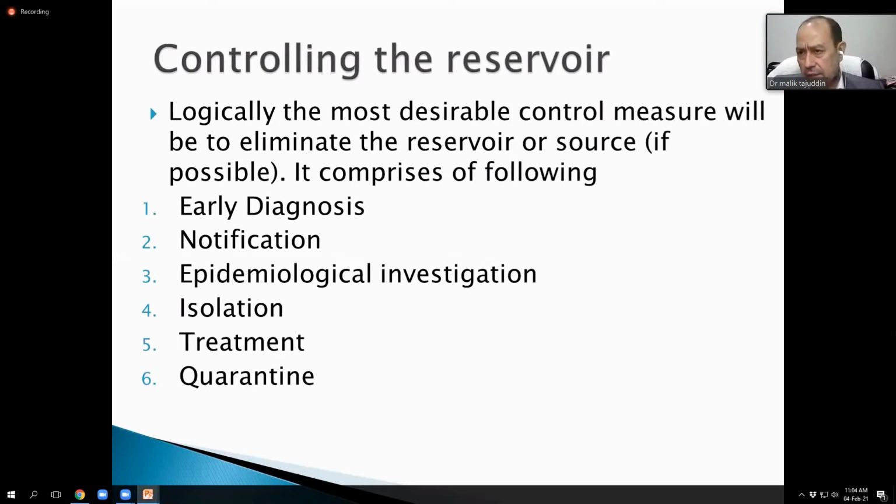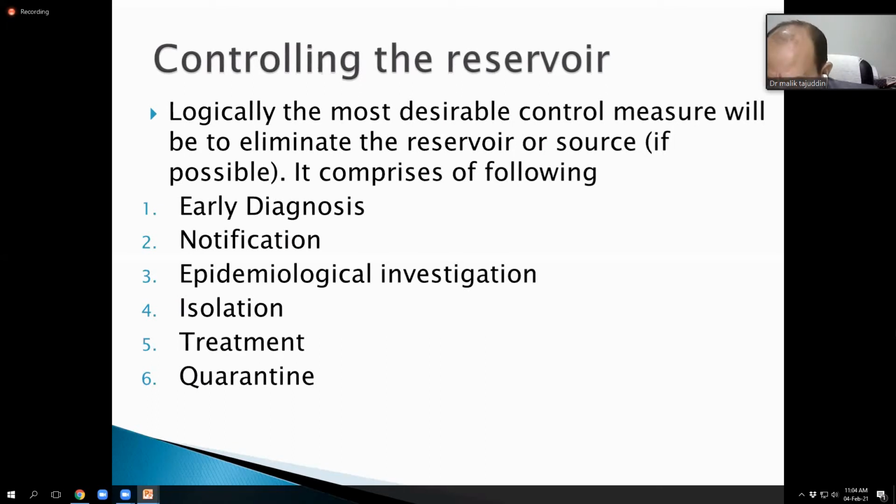Epidemiological investigation is this: when you see a case, that is not the only case present in society. That is the case that has been presented to you. There may be multiple cases, a large number of cases present in society. So this is the index case that has been presented to you, and there are the primary cases present in society. So you do the epidemiological investigation.